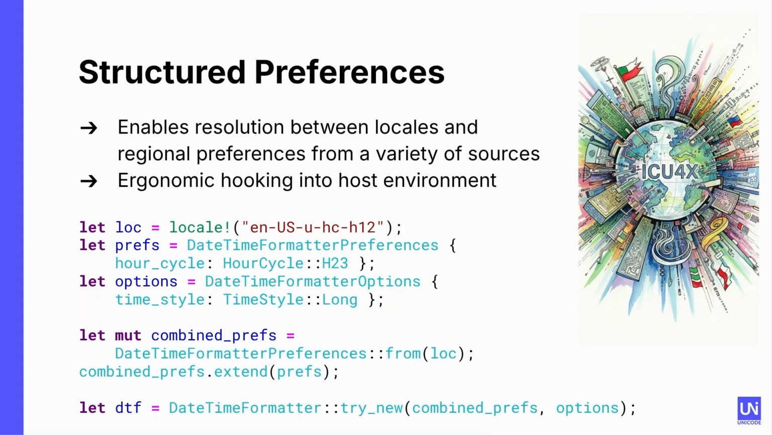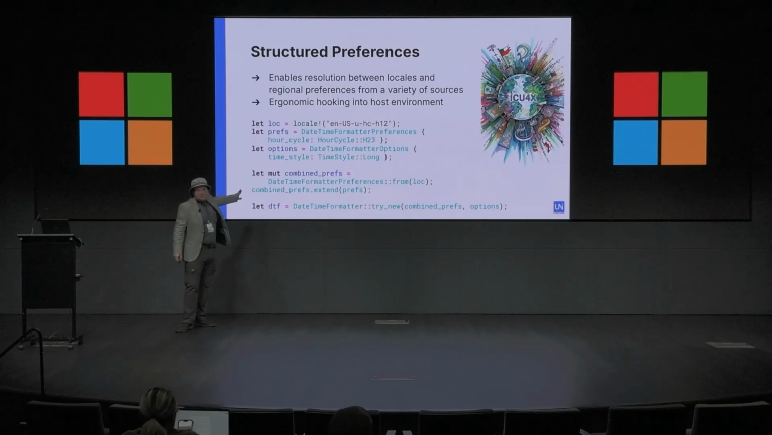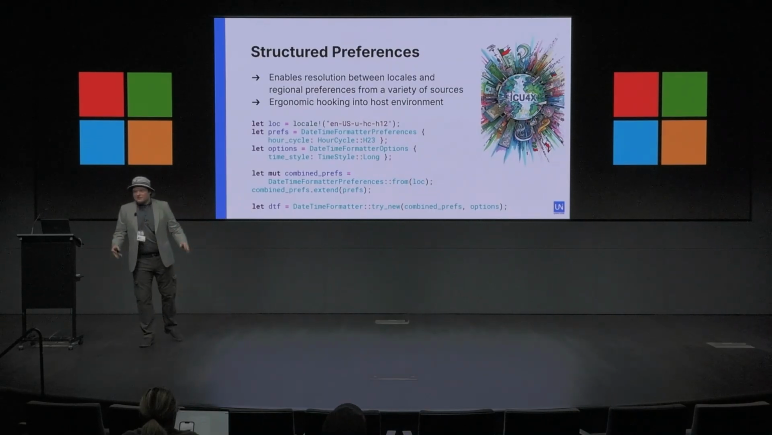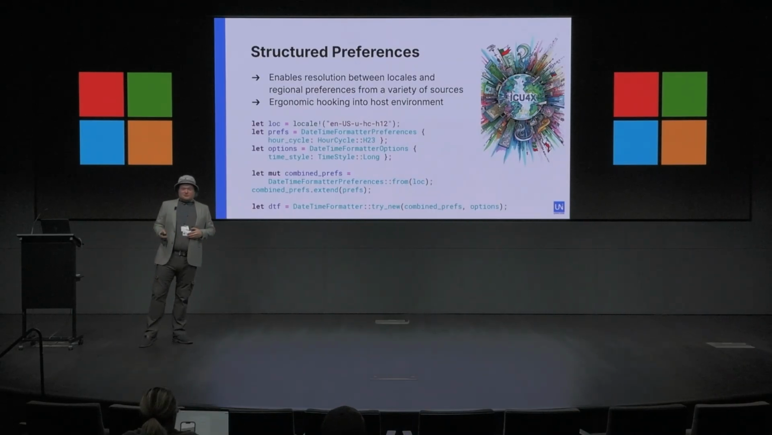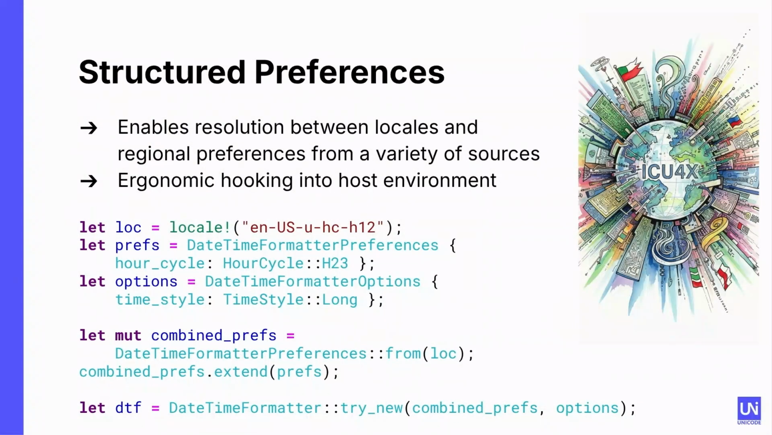So for example, I have a locale here, en-US with the 12 hour cycle, and then I create a preference bag. And I use this on this last line here, combine prefs. I actually take the locale and I take this programmatic preferences and I merge them into one, which I then use to create my datetime formatter. So that's what the code example is doing. It's showing how you can take structured user preferences and merge them in different ways in order to be able to create a formatter that reflects all of the different needs.